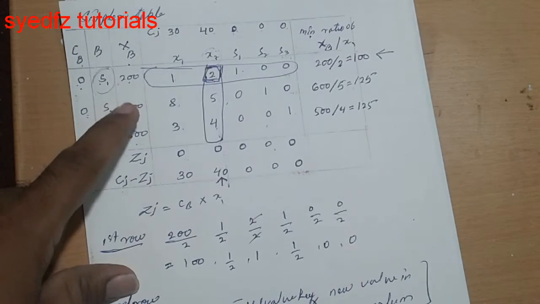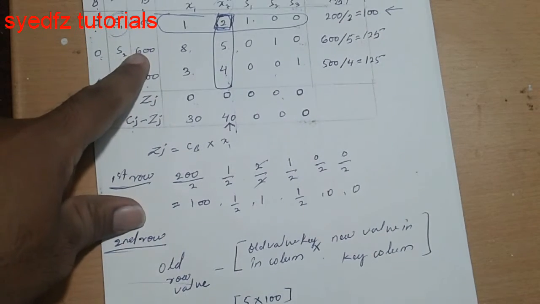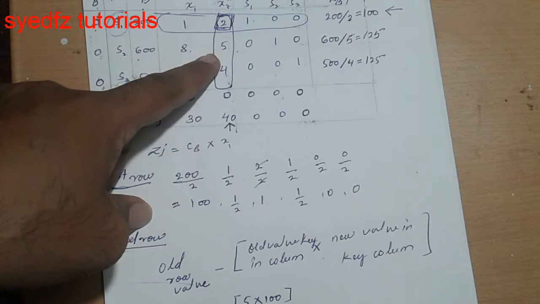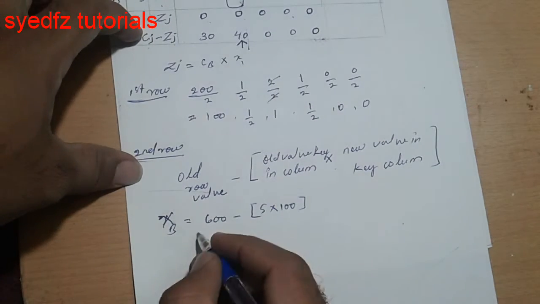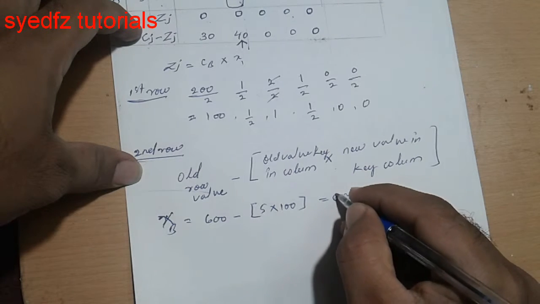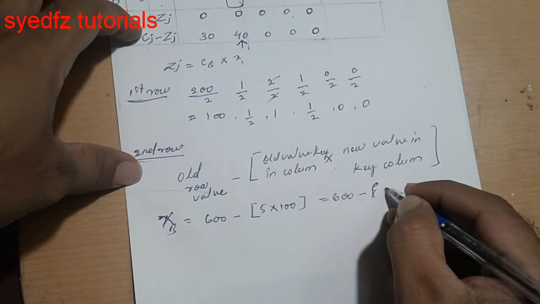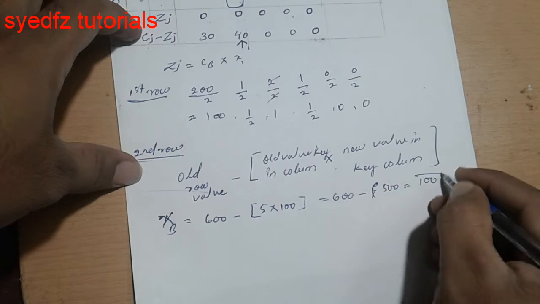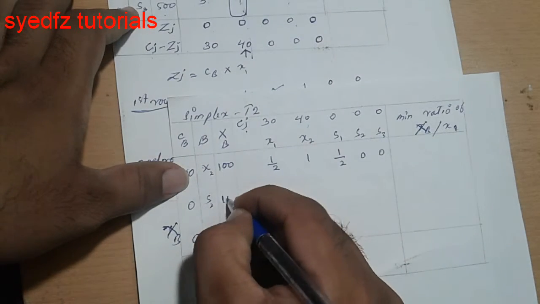Old value is 600, and in the key column the old value is 5, and new we got 100 by calculation. Okay, this is 600 minus 5 into 100, which is 500. Answer is 100. So in S2 also we got 100.